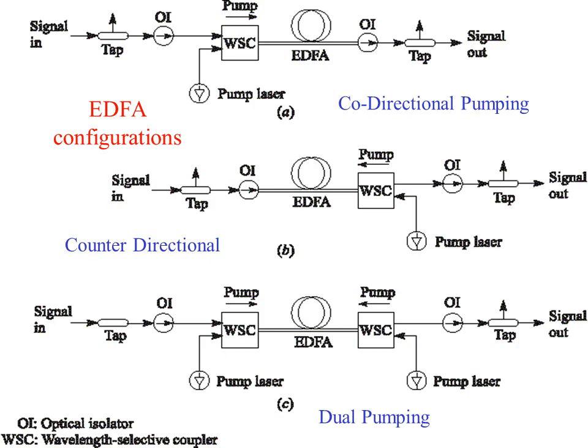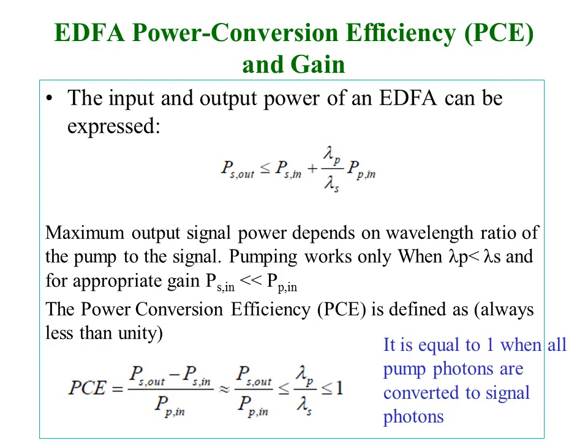So these are the three EDFA, erbium doped fiber amplifier, configurations. Here the EDFA power conversion and gain is given by the equation. Input and output power of the EDFA is expressed in this one: PS out is less than or equal to PS in plus lambda P by lambda S times PP in. So maximum output signal power depends on the wavelength ratio of the pump to the signal. Pumping works only when lambda P is less than lambda S. So the wavelength of the pump signal should be less than the wavelength of the input signal.